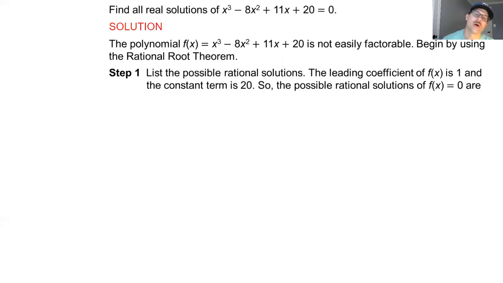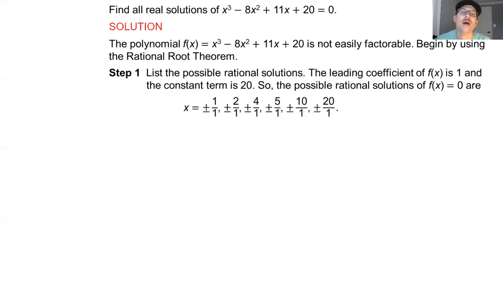So we're going to list all of the possible rational solutions of this polynomial equation. The leading coefficient is 1. That means the first number in front of your highest degree term is 1. The constant is 20. That's the number that's by itself. So the possible rational solutions of your polynomial equal to 0 are plus or minus 1 over 1, 2 over 1, 4 over 1, 5 over 1, 10 over 1, or 20 over 1.